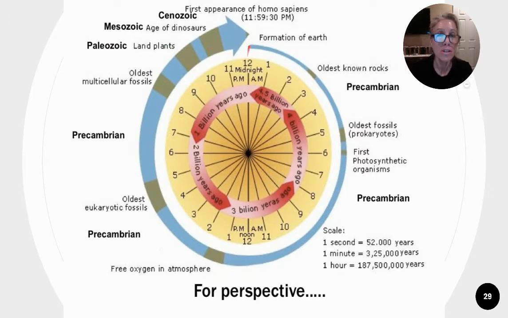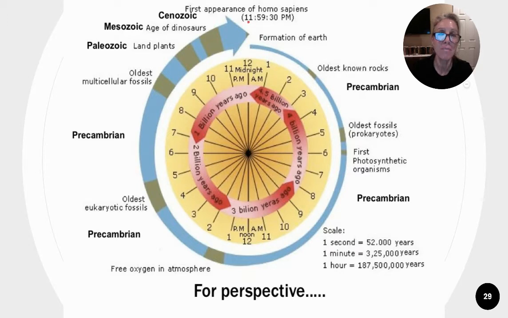So formation of the earth, this is 4.6 billion years ago. And now dinner time, right, is when the Paleozoic era starts. If you look at your notes, the Paleozoic era was about 542 million years ago. So this is when you get your land plants. And then look, Mesozoic era, it's like 10:30 at night, right? That's about 248 million years ago. Cenozoic era finally starts, okay, about 65 million years ago.